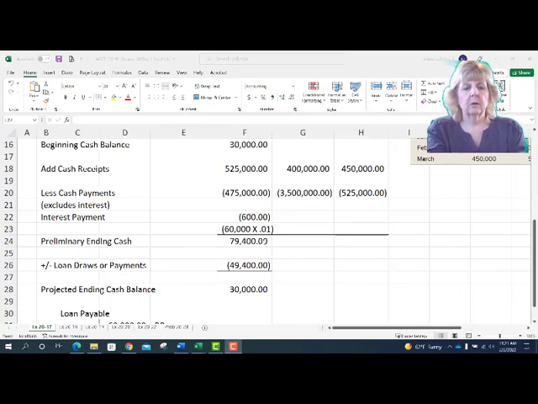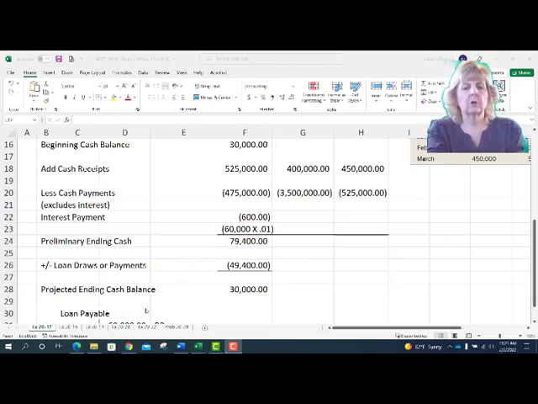Because that preliminary cash balance is above $30,000, we can pay down any excess against the loan that we had of $60,000. Since the lowest amount we want here is $30,000, the difference between the two represents the payment to be made. So we took out the difference between the $79,400 and the $30,000 and put it here.